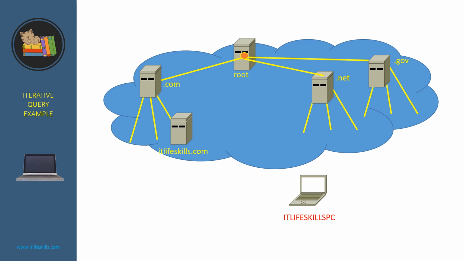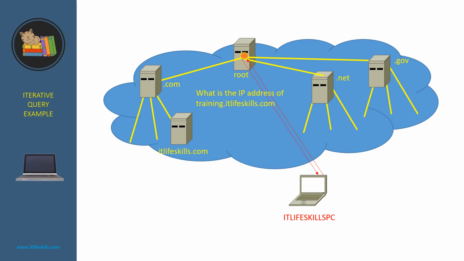Let's get into the details of iterative queries in this example. First of all, the IT Life Skills PC sends an iterative query to the root DNS server to ask for the IP address of training.itlifeskills.com. Since the root DNS server does not own the records, it provides the IP address of toplevel.com DNS server to the PC.